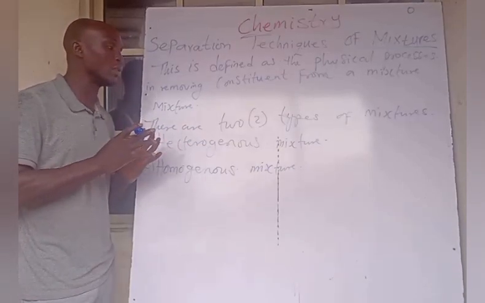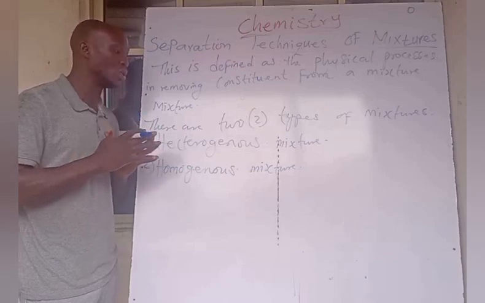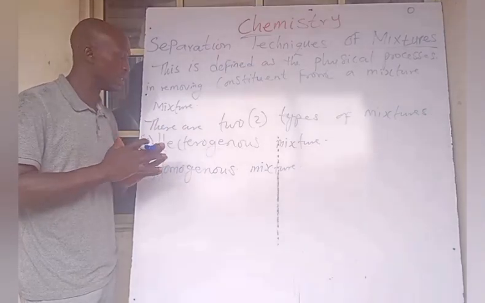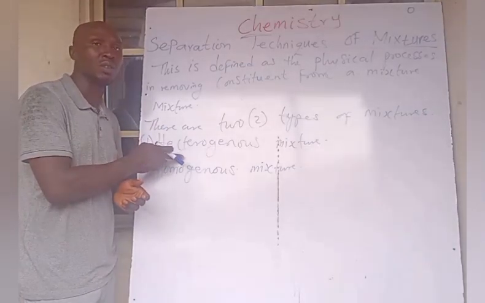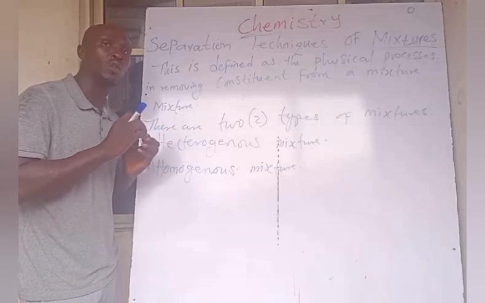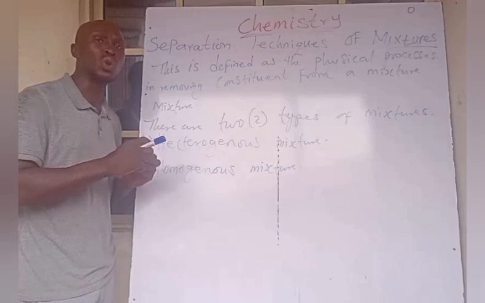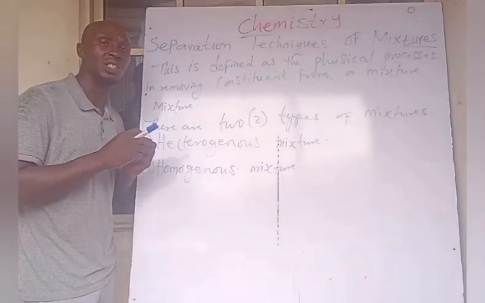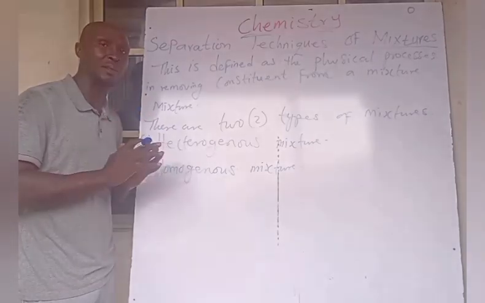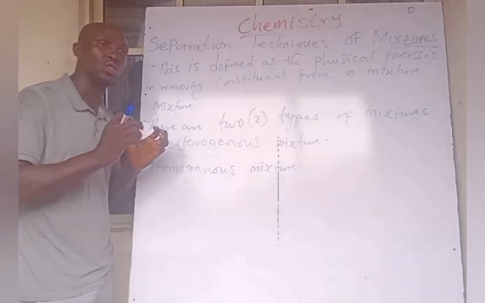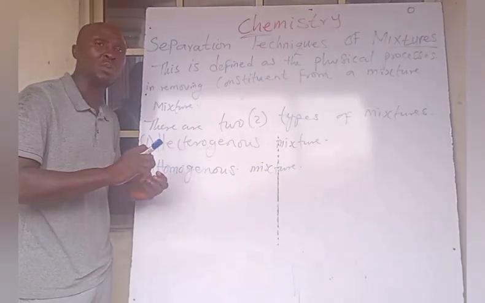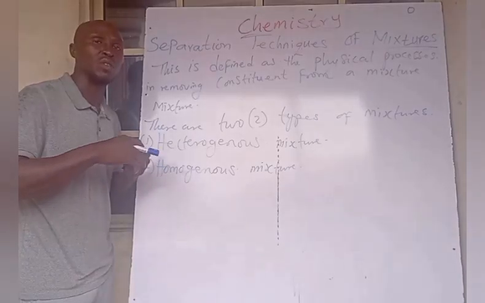Now let us look at these two types of mixture, homogeneous and heterogeneous. Their simple difference is that in a heterogeneous mixture, the physical properties of the constituents are not changed. That is to say, their shape and size still remain the same, even after they have been mixed together, while in the homogeneous mixture, their shape and size must have changed.